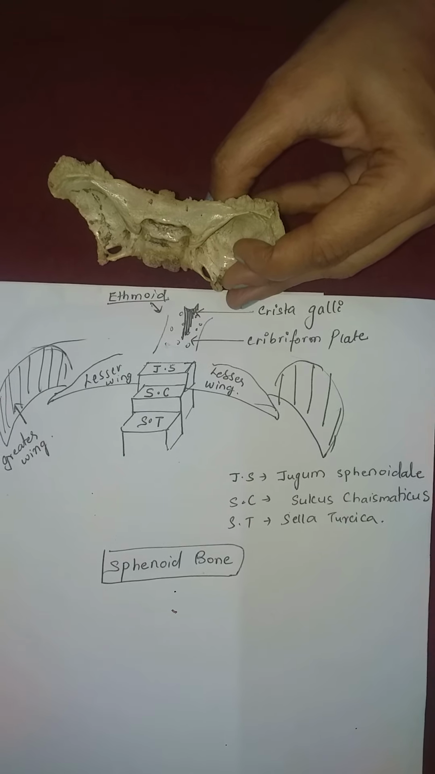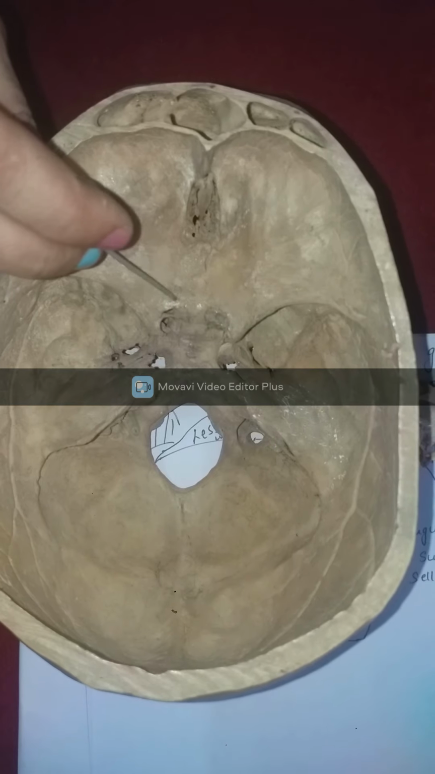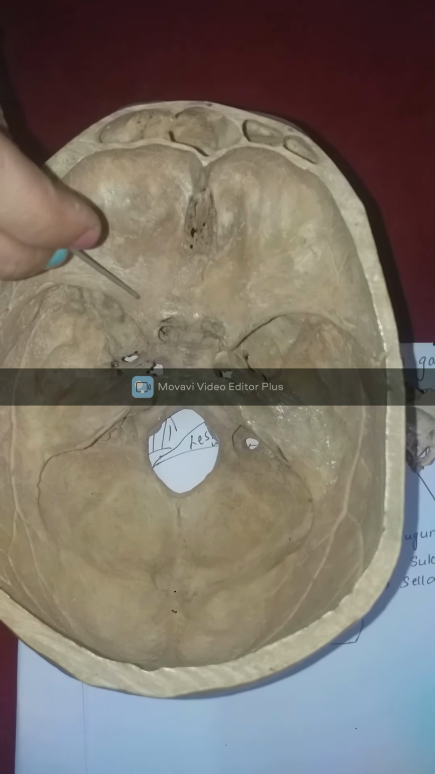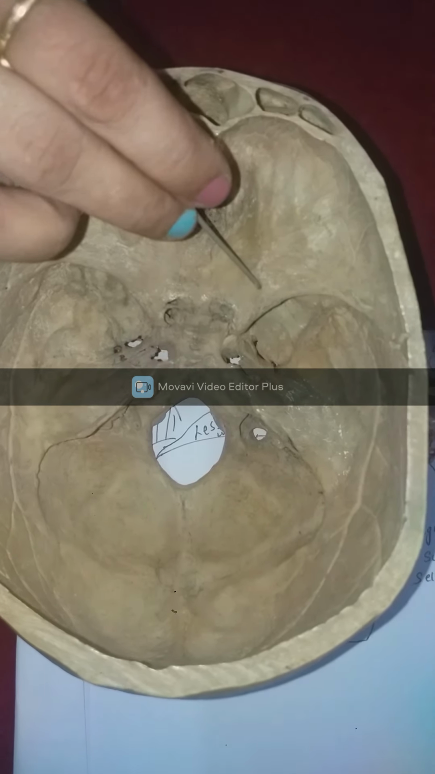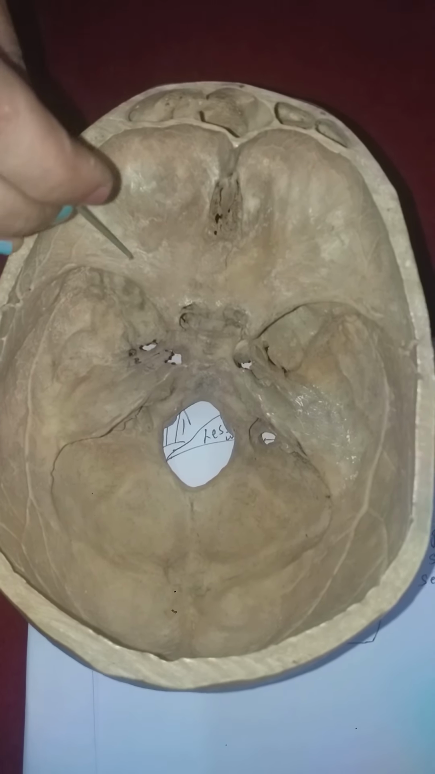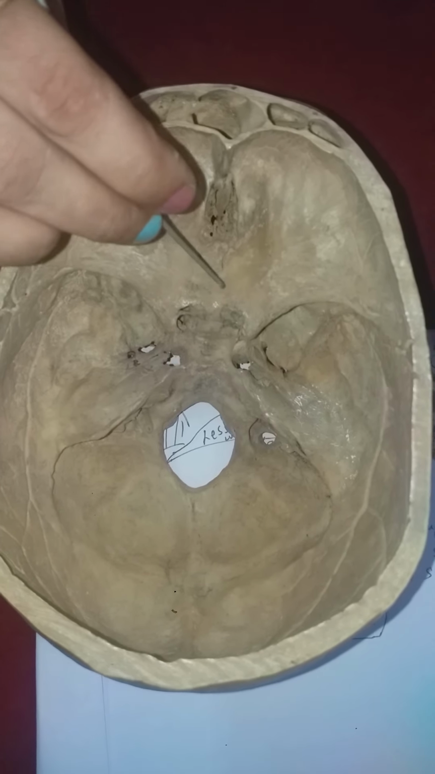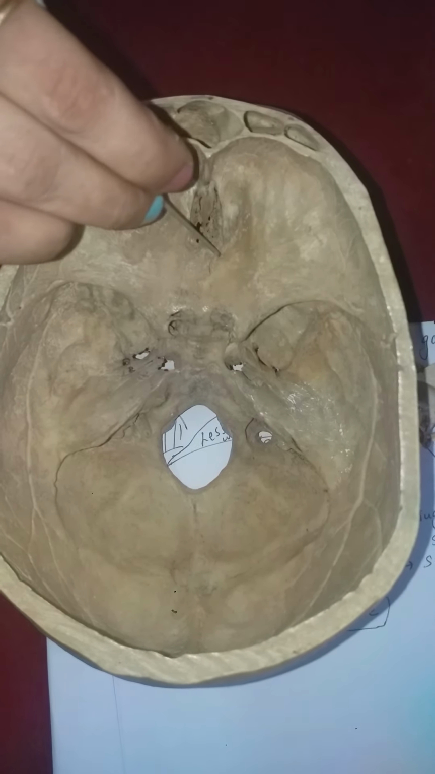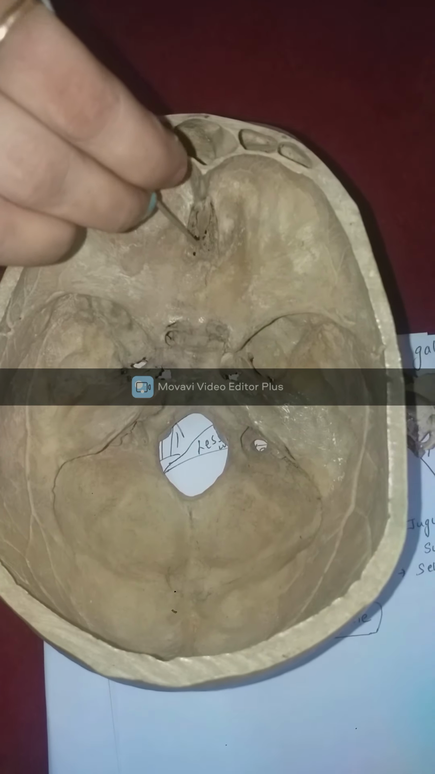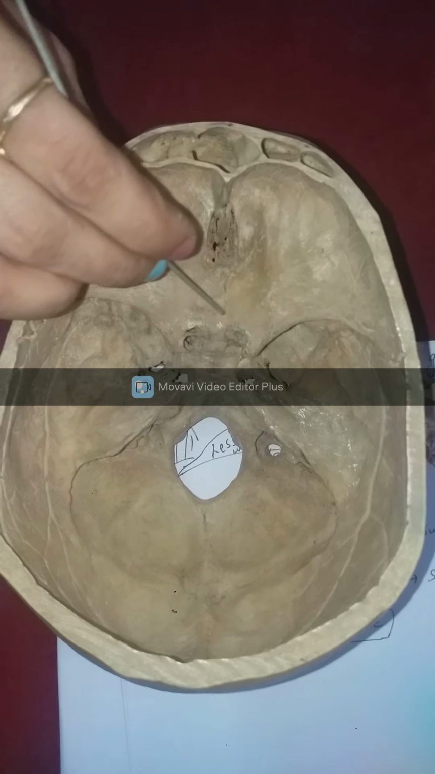Do I want to show you the same thing in the skull? See here. This is jugum sphenoidale, between the two lesser wings. The lesser wings will articulate with the orbital plates of the frontal bone. And the jugum sphenoidale in the middle will articulate with the posterior margin of the ethmoid, the cribriform plate of the ethmoid bone. So this is jugum sphenoidale, the first step.